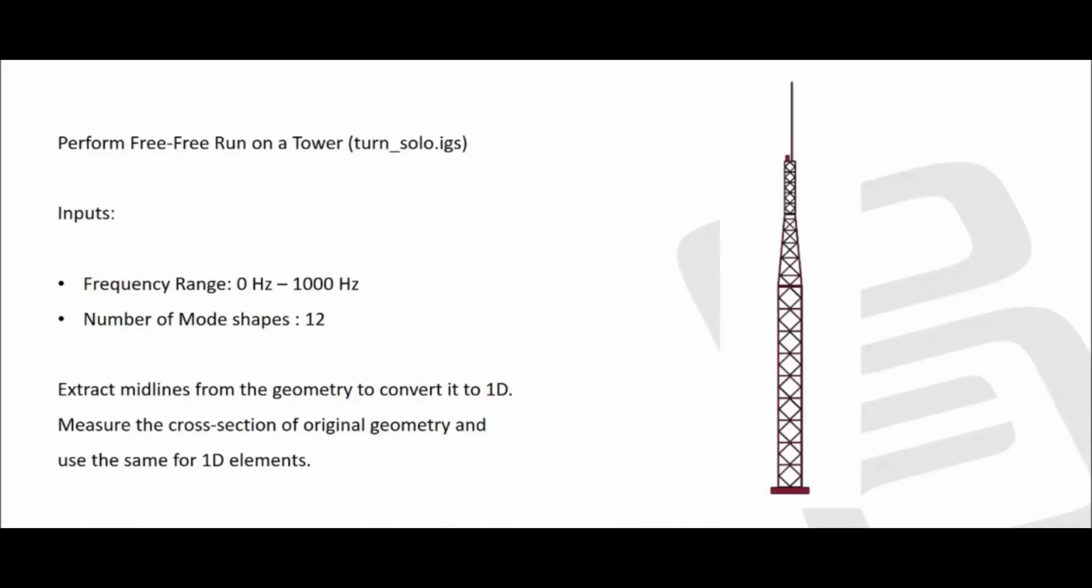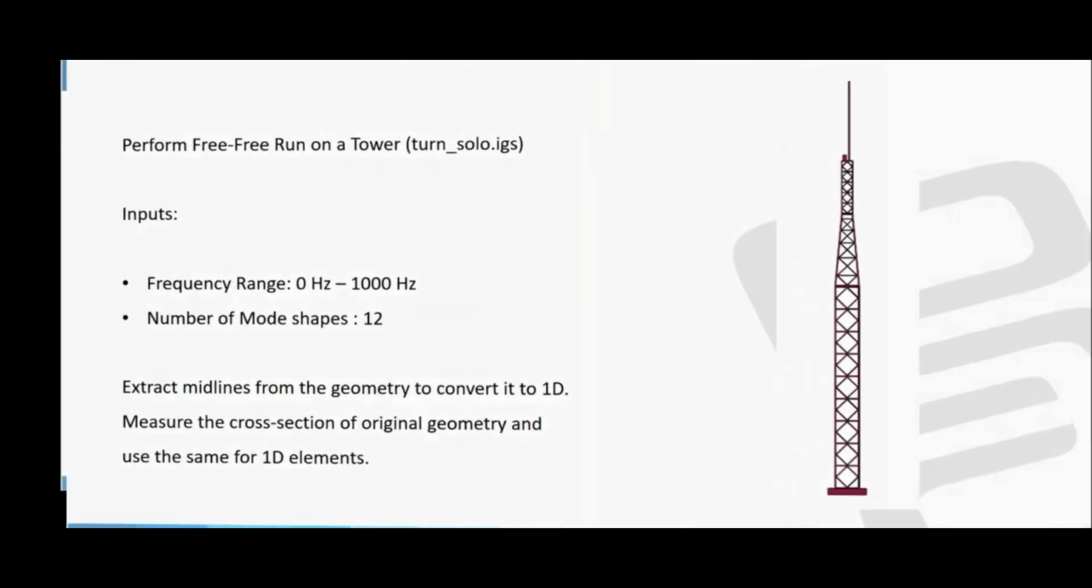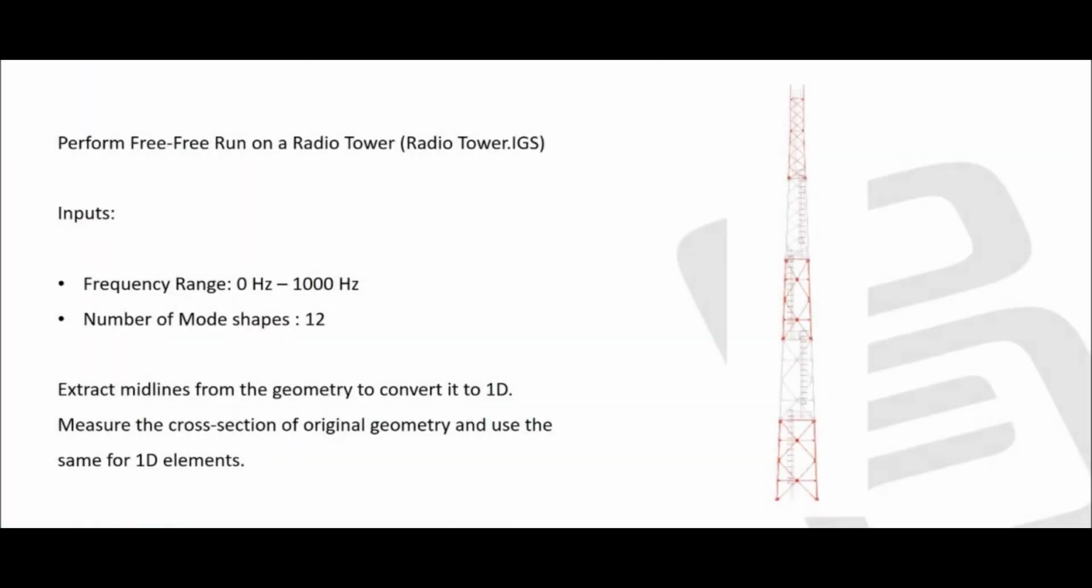So this is the first homework, perform free run on a tower. The file name is turnsolo.iges. These are the inputs you have to give. Extract the midlines from the geometry to convert it into 1D, and again measure the cross section first so that you can assign the cross section to the 1D geometry. Same thing you have to do for the second homework, that is on a radio tower.